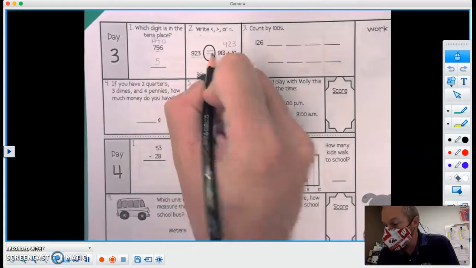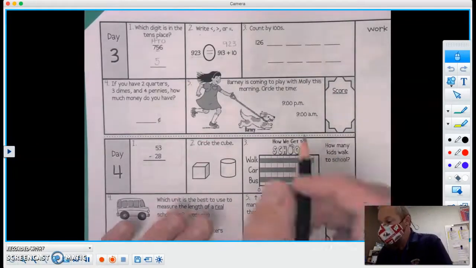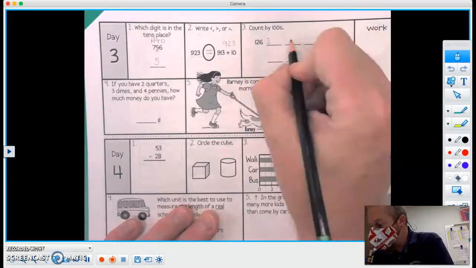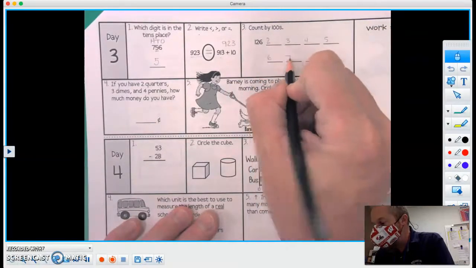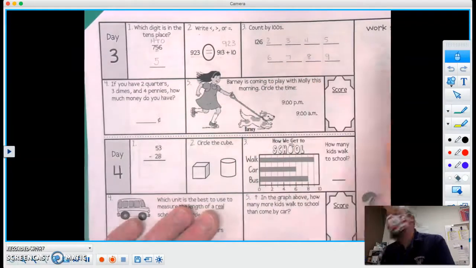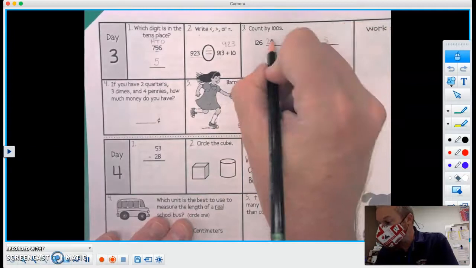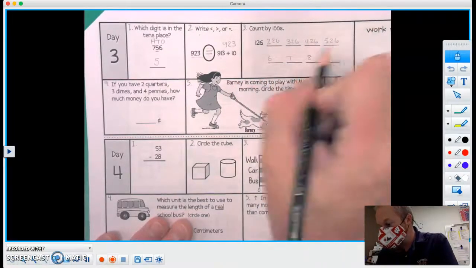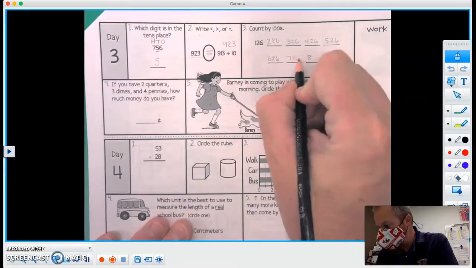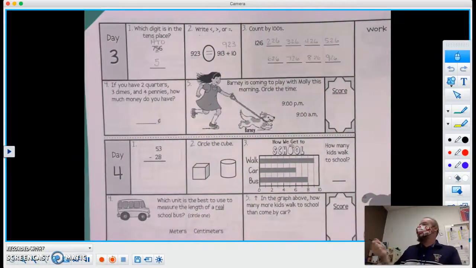Counting by 100s seems kind of scary, doesn't it? No. It's just counting by ones. So there's a 2, 3, 4, 5, 6, 7, 8, 9. Now we just fill in the 26 for each one. 26, 26, 26, 26, 26, 26, 26, and 26. Now, is that better? Is that what you got?